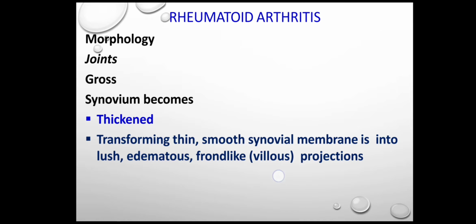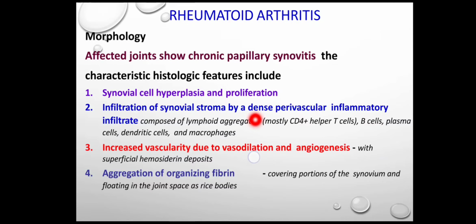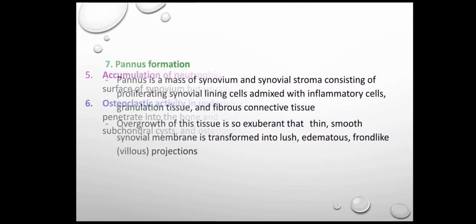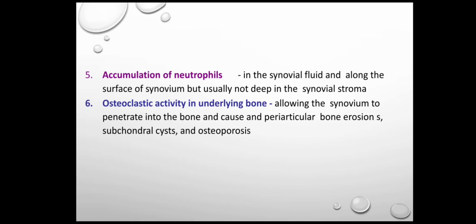Morphologically, in a joint, the synovium becomes thickened and inflamed, transforming the thin smooth synovium into lush edematous villous projections, or frond-like projections, because of proliferation, and that will lead to chronic papillary synovitis. Characteristic histological features include, okay, I'll show you all together.